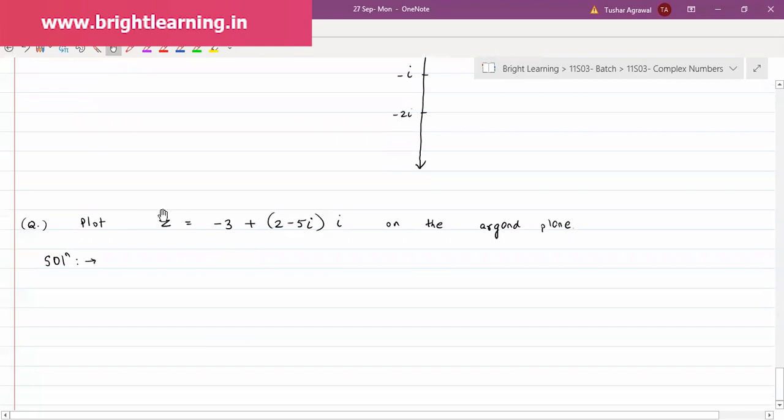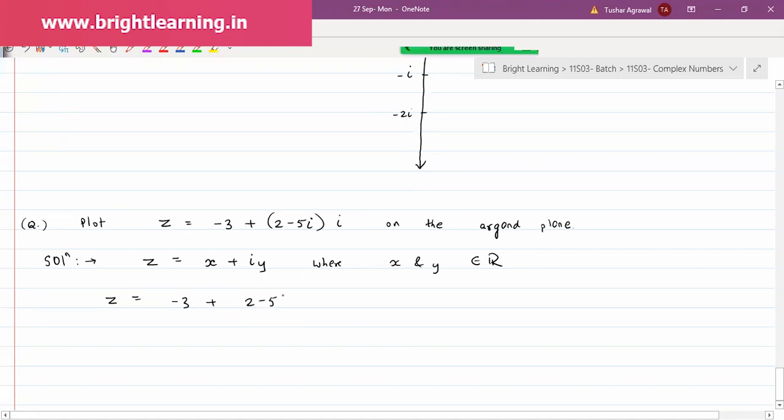First, you will have to convert this z into the form x plus iy, where x and y both belong to the set of real numbers. After that, I will be able to plot it. So z is equal to negative 3 plus (2 minus 5i) times i. I am directly using the distributive law.